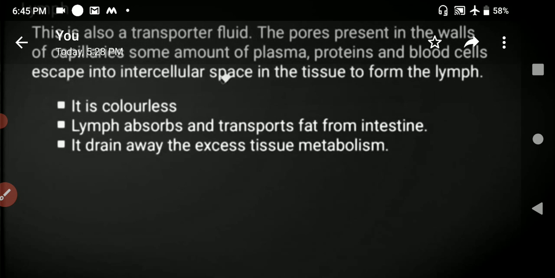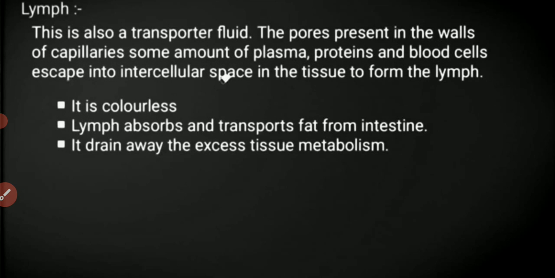The next one is lymph. This is also an important part of the blood system. Lymph is also a transporter fluid. Through the pores present in the walls of the capillaries, some amount of plasma, protein and blood cells escape into the intercellular spaces. So this is a fluid responsible for transporting material, the food, nutrients and essential things required by the cells.